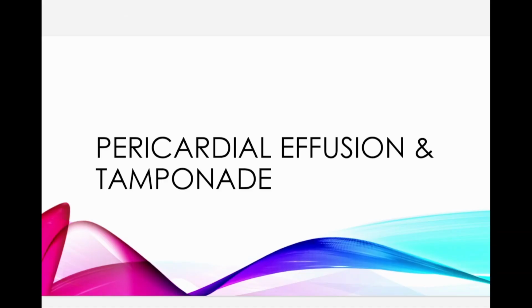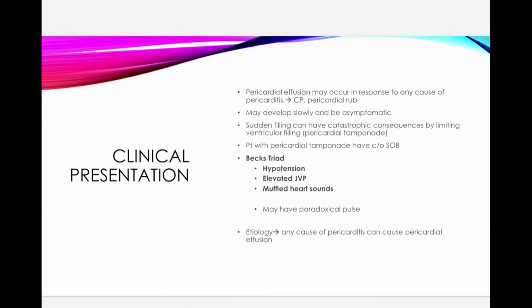Pericardial effusion and tamponade. Now we're going to talk about fluid getting into the pericardial sac. Before it was pericarditis, inflammation of the actual pericardial tissue itself. Now we're going to talk about getting fluid into the pericardial space and what can happen. Again, chest pain and pericardial friction rub are going to happen because it's going to sound and act like pericarditis, but the etiology is a little bit different.